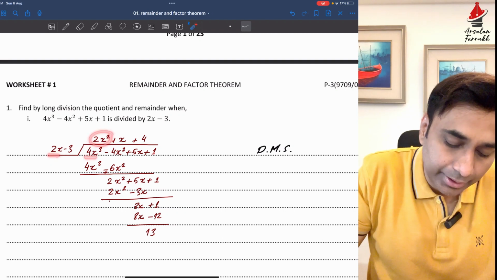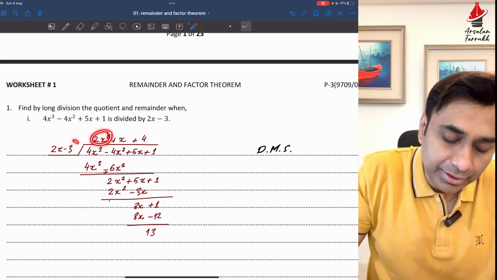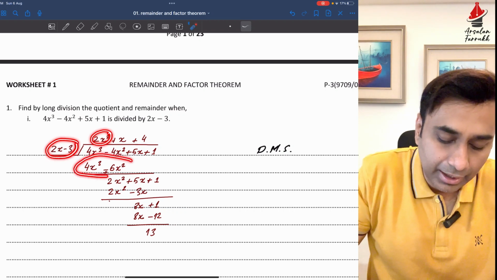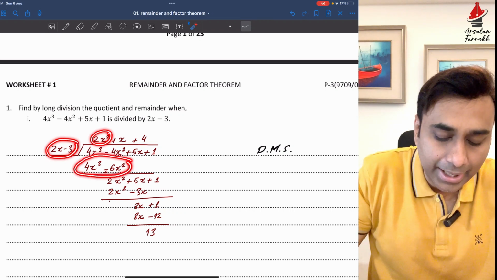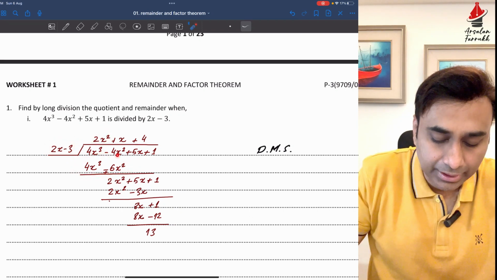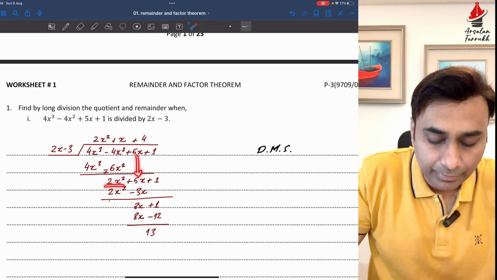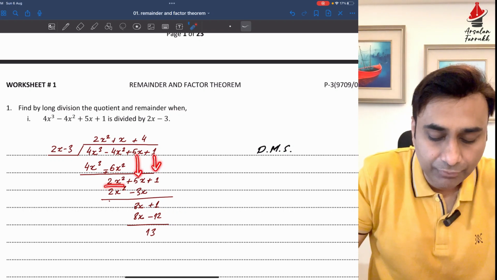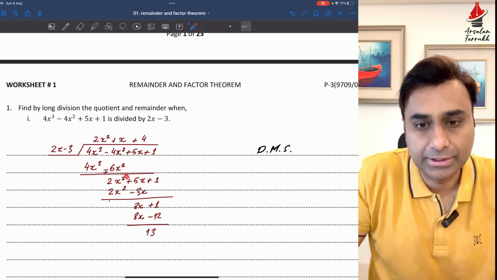I got 2x squared. After getting 2x squared, I multiplied it by 2x minus 3. I got 4x cubed minus 6x squared, and then I subtracted these. So once I did the subtraction, minus 4 plus 6 gives me 2. 5x is copied as it is, and 1 is copied as it is. My first step is done.